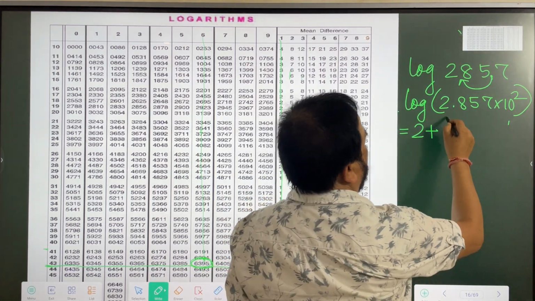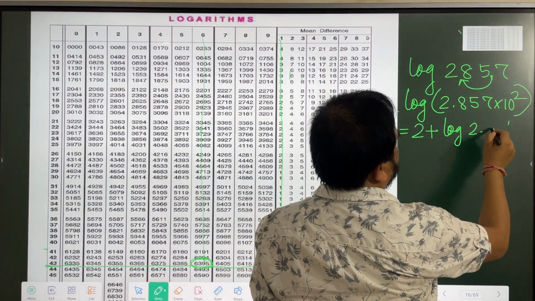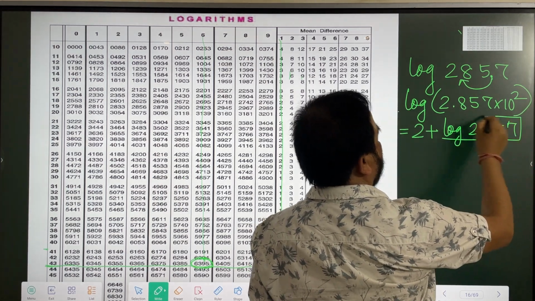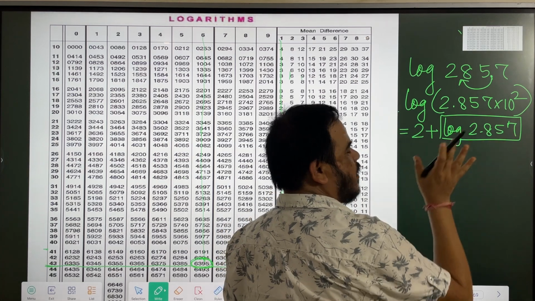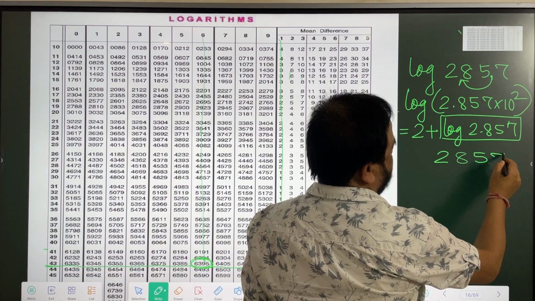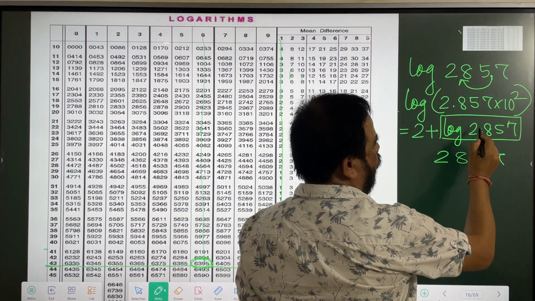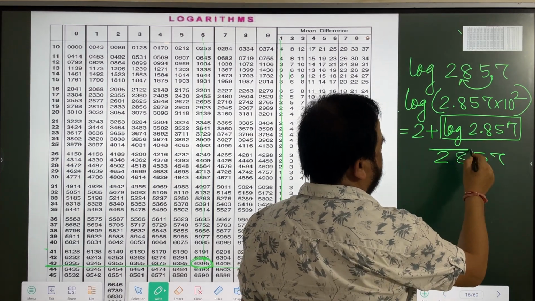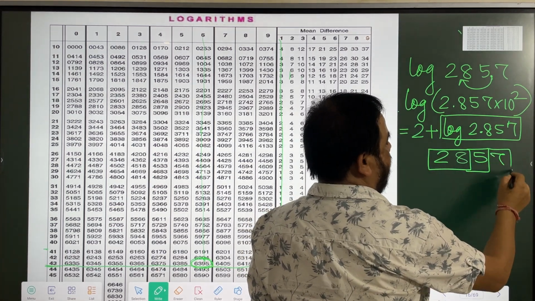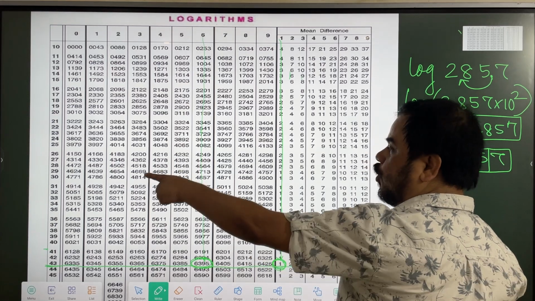Now log 2.857. Now we have to find out the value of log 2.857. What is the significant digit? 4 digits, 2857. No decimal. Don't worry about the decimal. So 28, first one should always be a pair. Second one single digit. Third one also single. Now we will go to the log table.